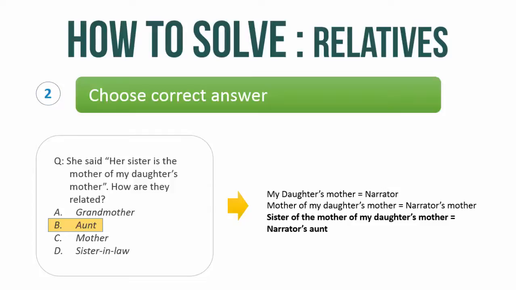These kinds of questions are fairly simple to solve. It just requires some amount of patience and some amount of practice to understand how to easily connect and how to easily reduce a complex description of a relation into something simple. If you see here in the example, a complex relationship description such as her sister is the mother of my daughter's mother has been reduced to mean something as simple as aunt.